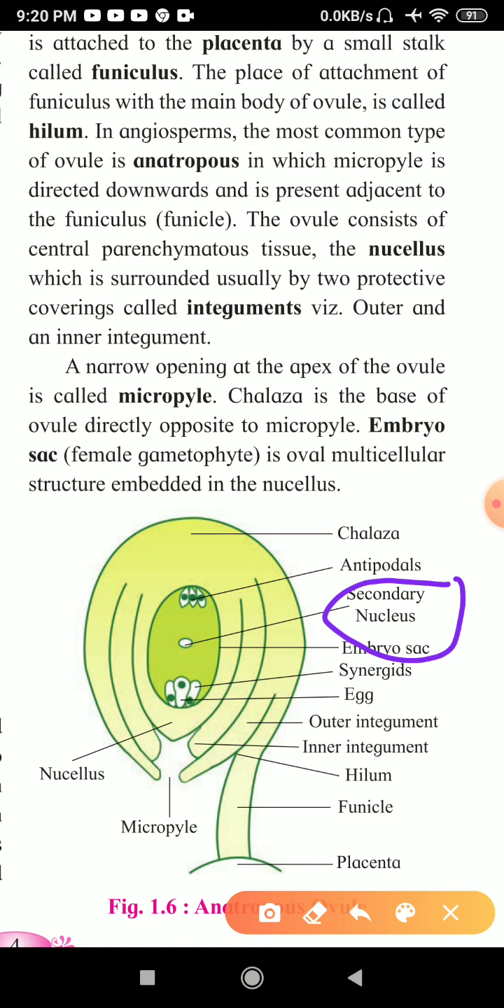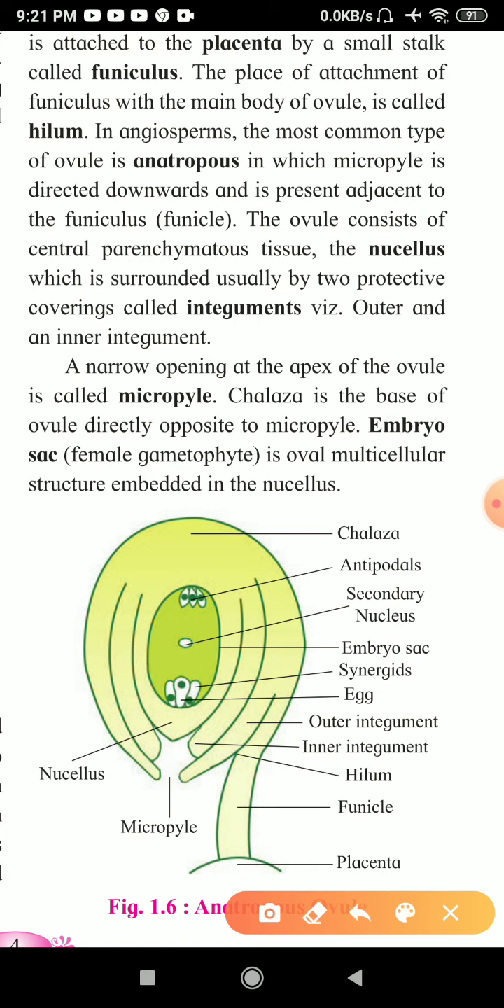So when the process of fertilization occurs, this is the pollen tube, the first male gamete fuses with the egg cell. This is the egg cell, the middle one, and the second male gamete fuses with this secondary nucleus. After fusion of the second male gamete with the secondary nucleus, it forms a temporary cell called the primary endosperm nucleus. This primary endosperm nucleus later develops into a nutritive tissue called the endosperm, and as the endosperm forms, it nourishes the zygote, which is the fusion product of the egg cell with the first male gamete.